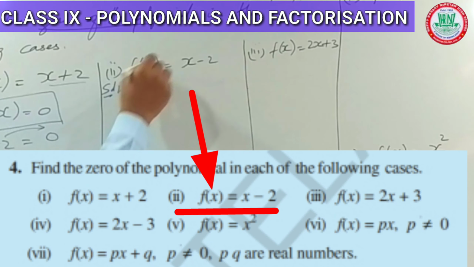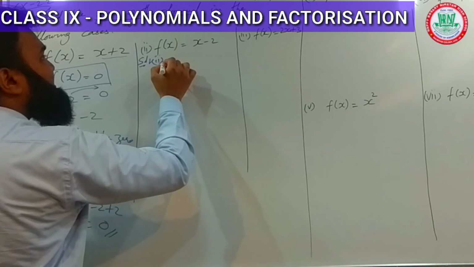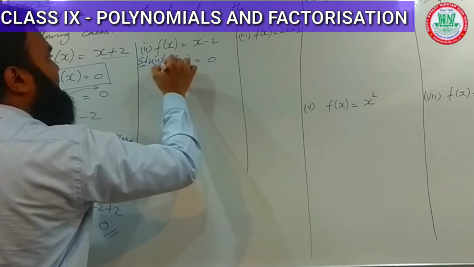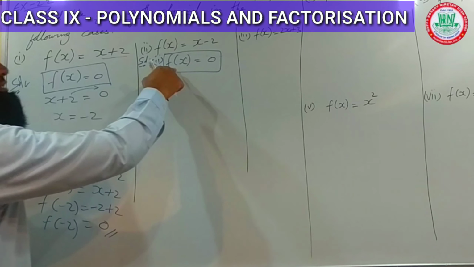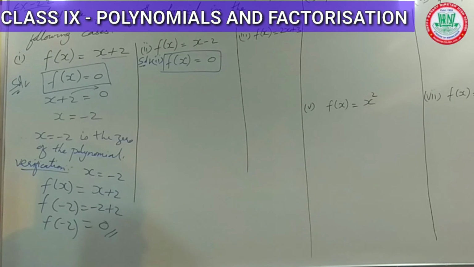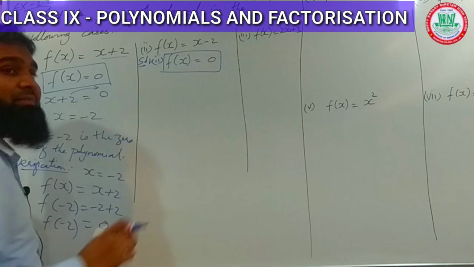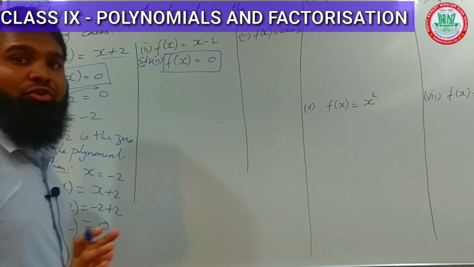What is the second case here? f of x is equal to x minus 2. Same thing, we have to find the zero of the polynomial. This question is the same for all the 7 cases of the polynomial. We have to assume or take f of x is equal to 0. Once we take this, only then can we find the value of x, or the zero of the polynomial. If we find this value, that means we are finding the zero of the polynomial.